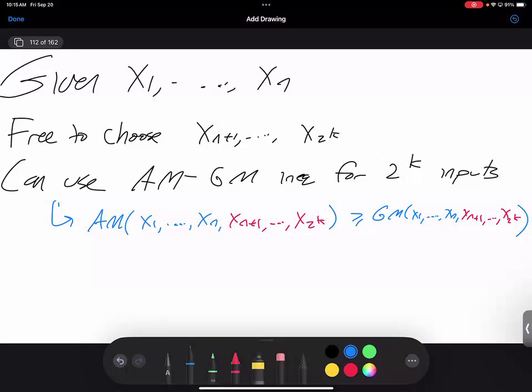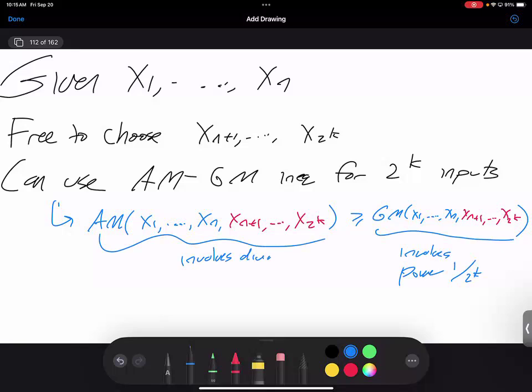Remember, this geometric mean involves the power 1 over 2 to the k, and this involves dividing by 2 to the k. We're not dividing by n. We're not taking the nth root. So we have to do some algebra to convert from this inequality with 2 to the k inputs to the inequality we want with n inputs.